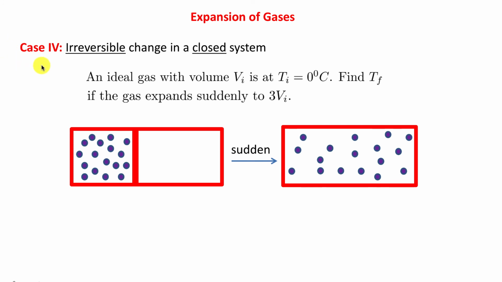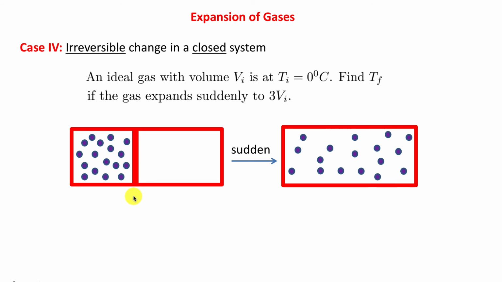As the fourth and final case, let's take the irreversible change, this time note irreversible change, in this closed system. So you have an ideal gas which has some volume, V initial. It's at 0 degrees centigrade, and we are asked to find the final temperature if the gas expands suddenly to 3 times its volume. So imagine the following. You have gas which is confined over here, and then suddenly you remove the partition, and so the gas spreads out. This is irreversible. What do you think will be the final temperature?